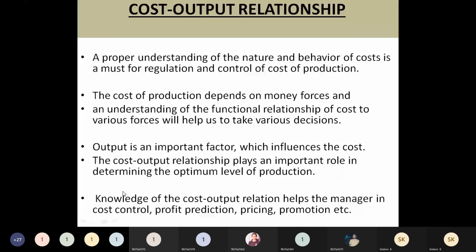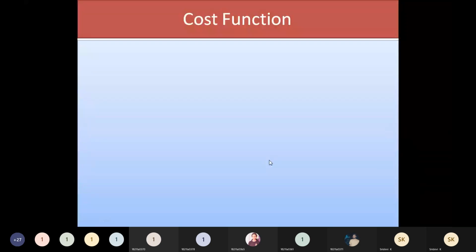So if you cannot control this cost, you cannot increase your profits. And this will help you in fixing the price of the product also. So if you know the cost per unit, you will add a certain profit to it, and that determines the price at which the product should be sold. So in all these cases, you can use this cost output relationship.